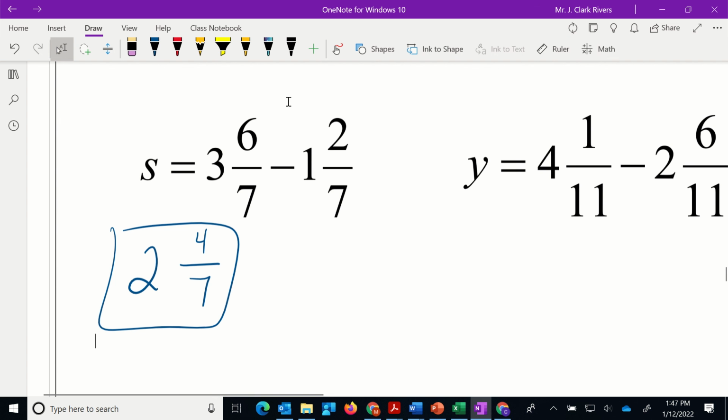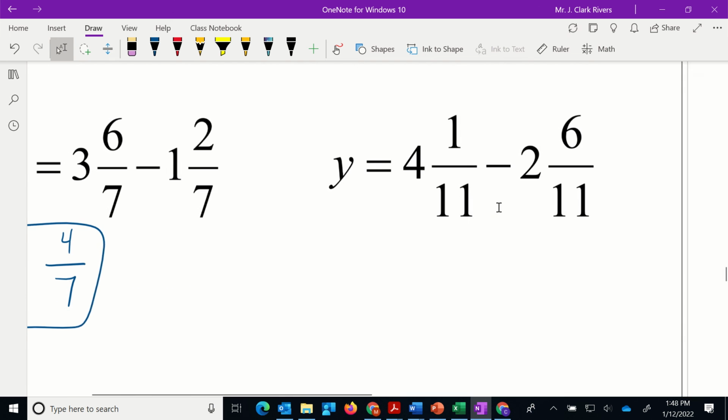And these both have to be happening. This 6 in the numerator is larger than that 2 in the numerator. If both of these are not larger, like if the 3 was not larger than the 1, this would not work. If the 6 was not larger than the 2, this would not work. Okay? So we have to have an alternative method for when the whole number on the left is not larger than the whole number on the right, and when the numerator on the left is not larger than the numerator on the right. Does that happen over here?